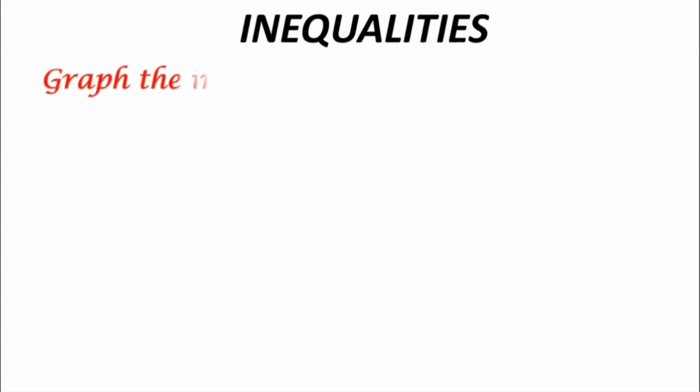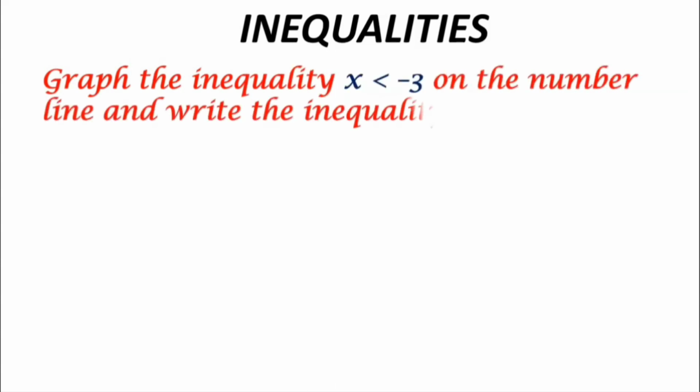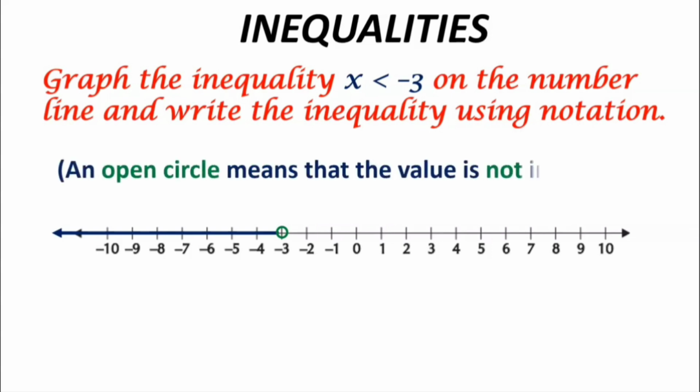Graph the inequality x < -3 on the number line and write the inequality using notation. Here x is less than -3. It doesn't take the value -3 but it takes all the values which are less than -3. So let us denote it on the number line. Let us take a number line and mark an empty circle at -3 which shows that -3 is not included, and it takes all the values which are less than -3 towards negative infinity. So remember here that an empty circle or open circle means that it does not take the -3 value.